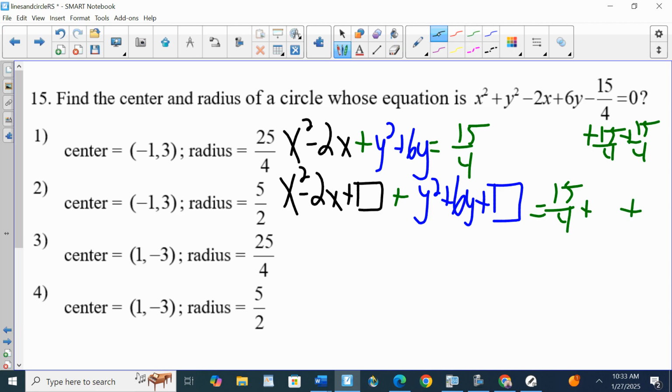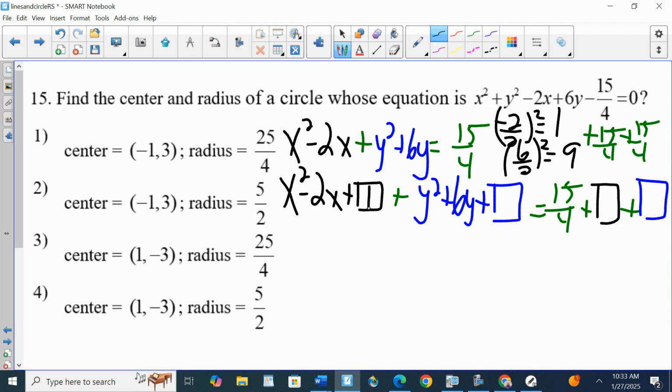So I'm going to match that big blank black square and the big blank blue square. And to determine what goes inside, I do b over 2 squared. So I've got negative 2 over 2 squared is 1. And I've got 6 over 2 squared is 9. So that's 1. And that's 9.